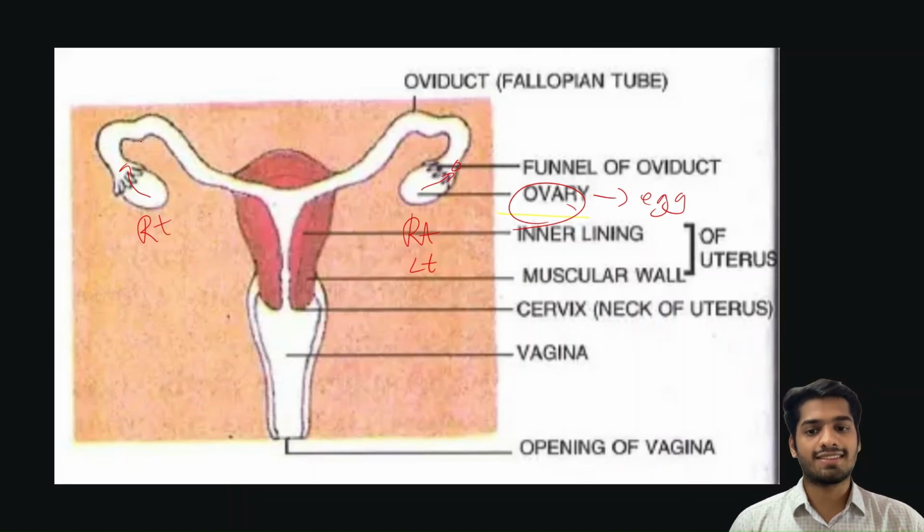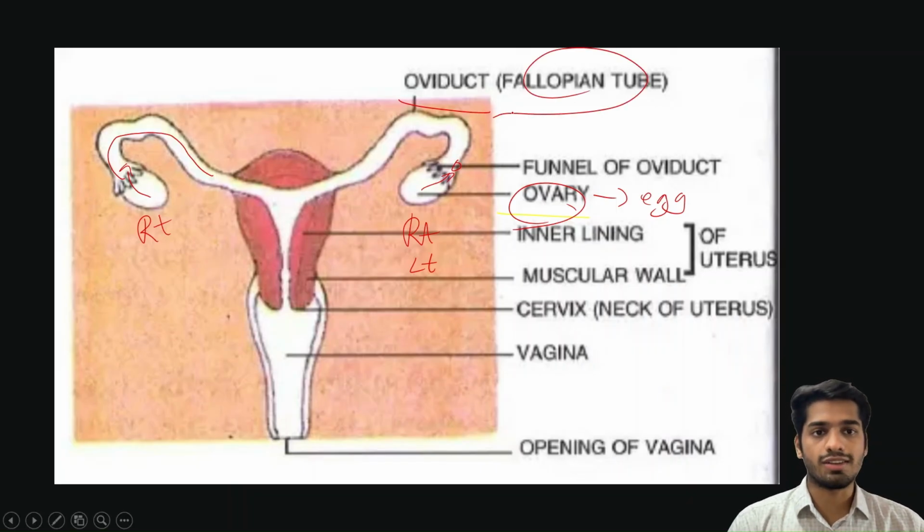Now once these eggs are released, as you all can see, there is a long tube-like structure. This is nothing but your oviduct, which is also known as the fallopian tube. This fallopian tube is going to receive your egg. The second thing, this is the most important site. This is the site for fertilization.